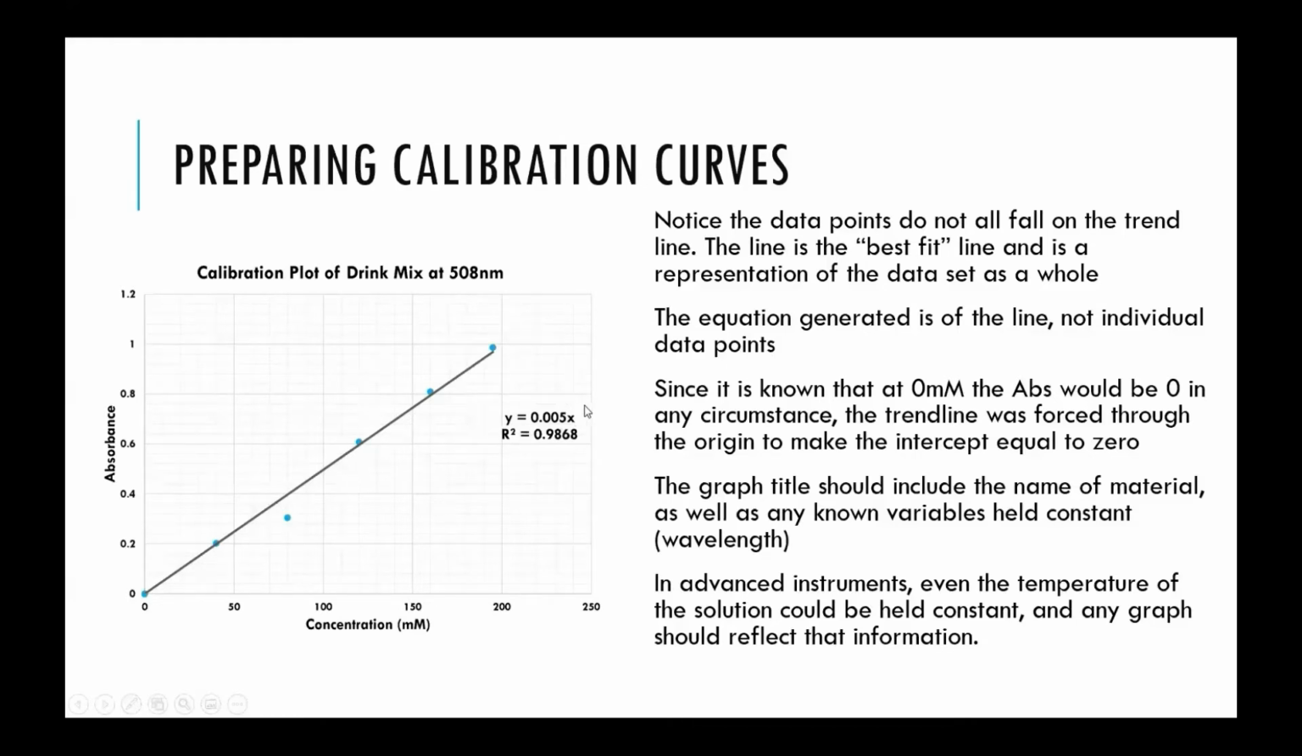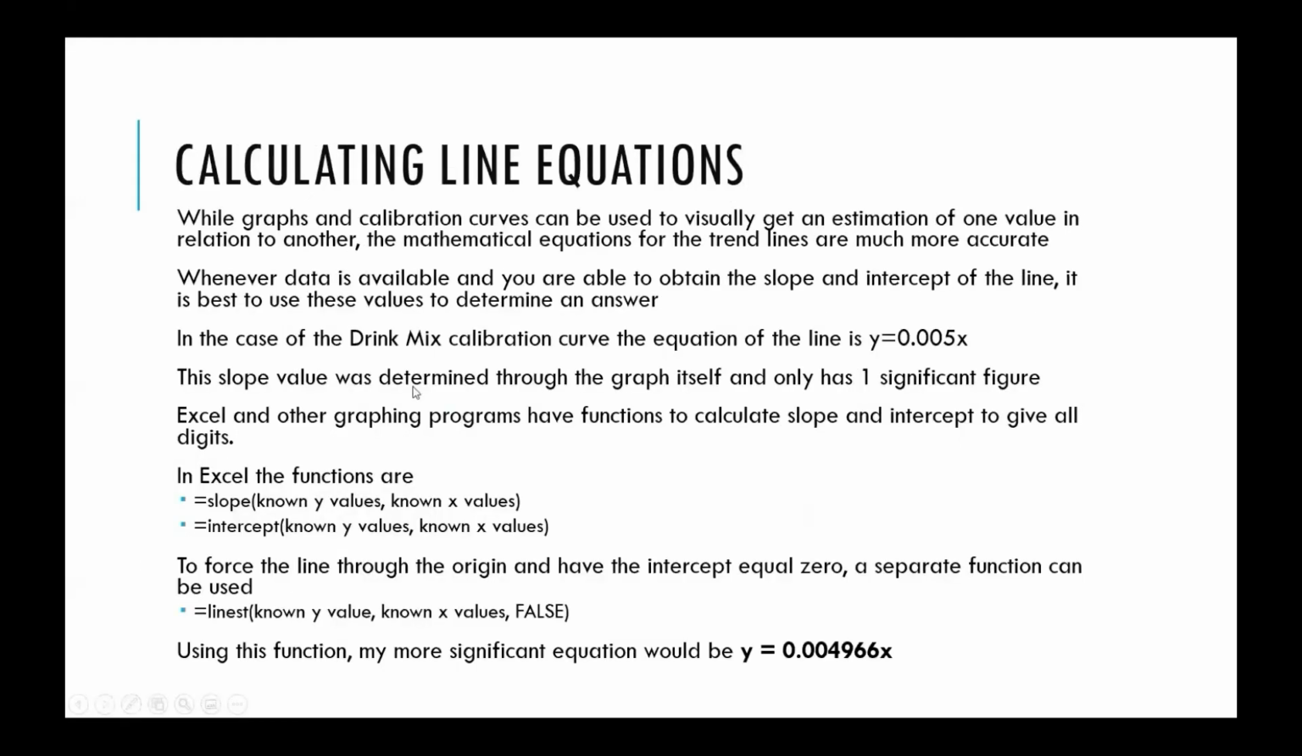Notice also that there is no other term. This is a y equals mx plus 0. There is no b term. The y-intercept is 0. At a concentration of 0, anything, it should read an absorbance of 0. There are no molecules there to absorb any of the light. So if you were to graph by hand, you can determine the slope of a line based on rise over run. You can easily force a line to go through 0.